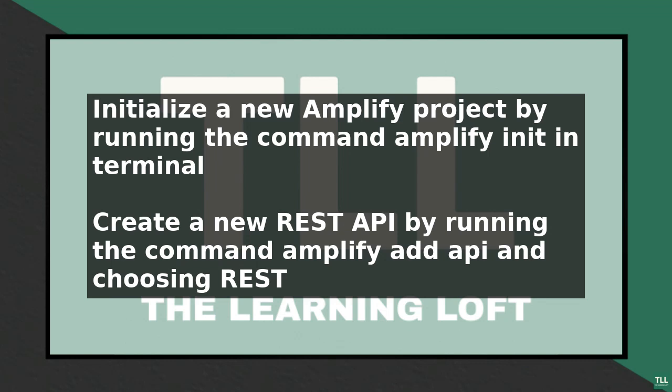Once your API is created, you can define endpoints and models using the Amplify API configuration file. For example, you can create a new endpoint to retrieve a list of items by adding a new path to the API configuration file. To interact with your API, you can use the Amplify API client.